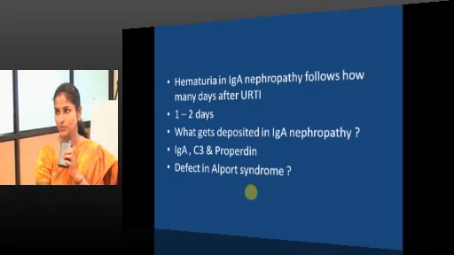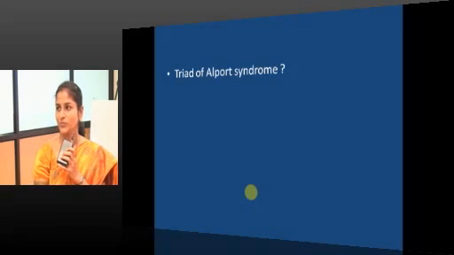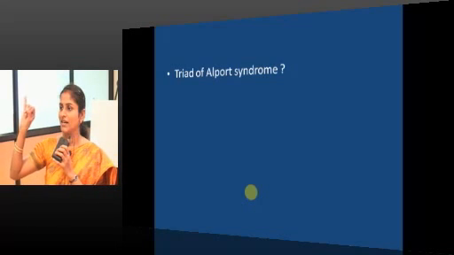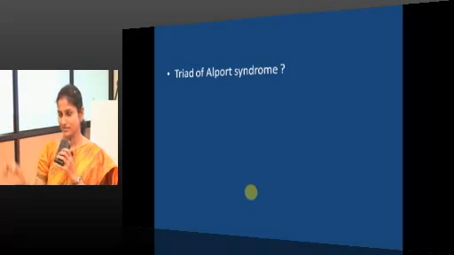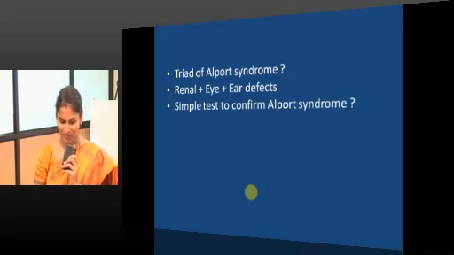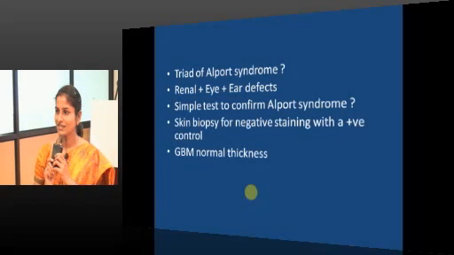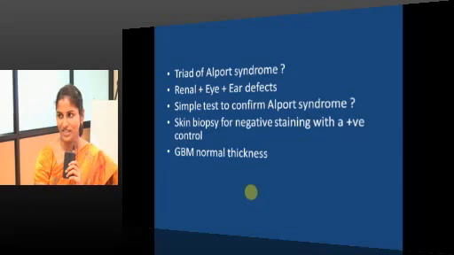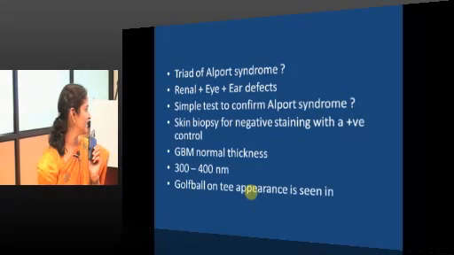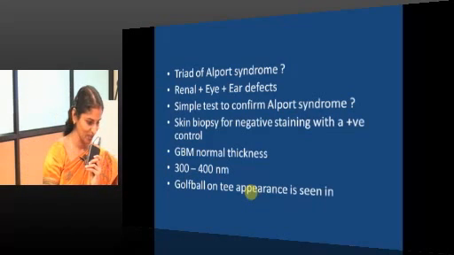Defect in Alport syndrome? Commonly alpha 5, but alpha 3, alpha 4 can also be defective. Triad of Alport syndrome? Kidney, eye, ear. Renal, eye and ear defect. Simple test to confirm Alport syndrome, skin biopsy. GBM normal thickness? 300 to 400 nanometer. Golf ball and tee is a radiological finding in papillary necrosis.